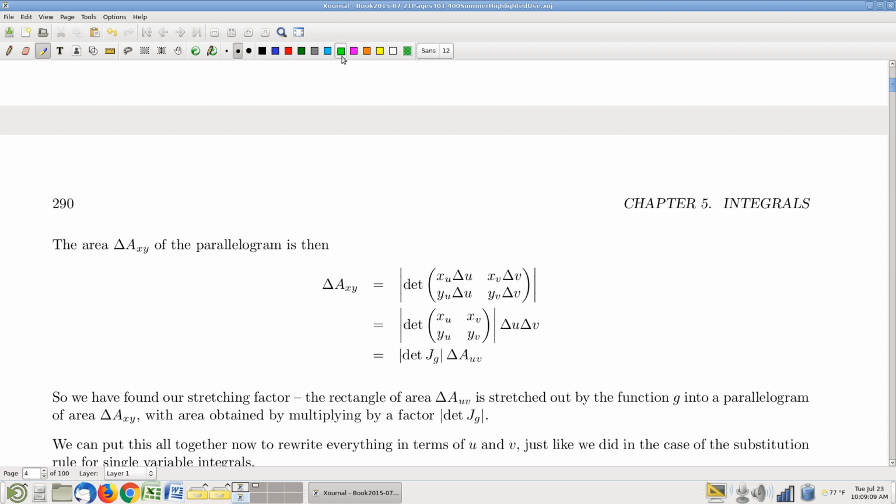Our output area in the XY plane we now see as a factor times the rectangular input area in the UV plane, and that stretching factor is the absolute value of the determinant of the Jacobian matrix. You just have to remember that formula going forward. Okay, how are we doing? Questions? Everybody good?